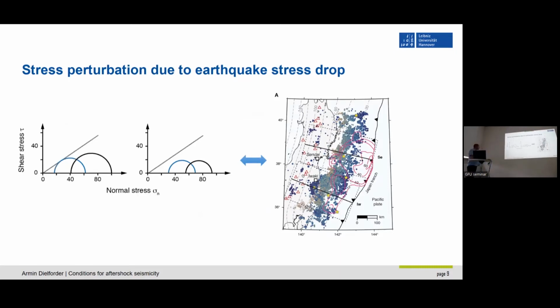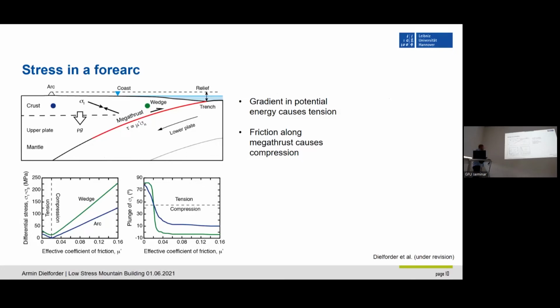What we really want to know is something like this, where we have the absolute magnitudes of stress and we know how close the rocks are to failure, as a representation in the Mohr circle diagram. In my talk today, I present a simple mechanical approach for how we can approximate the stress conditions and get a fairly good idea about the absolute stresses in the forearc before and after the earthquake. We start with some consideration of what controls the stress in the forearc.